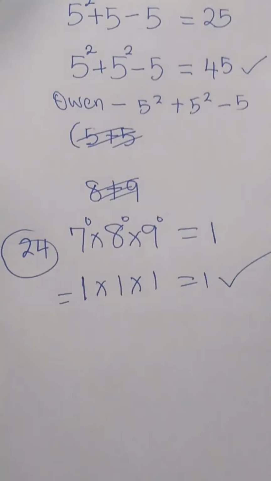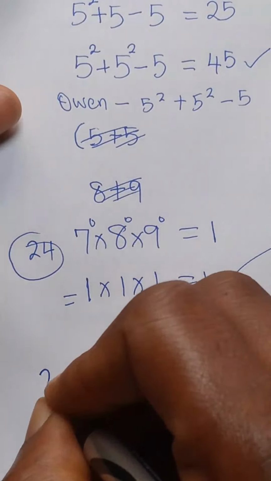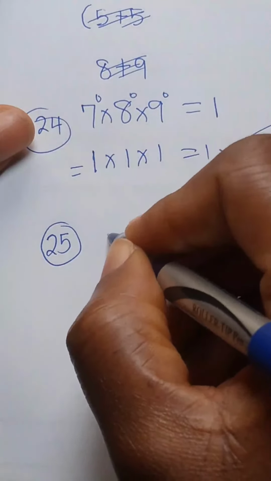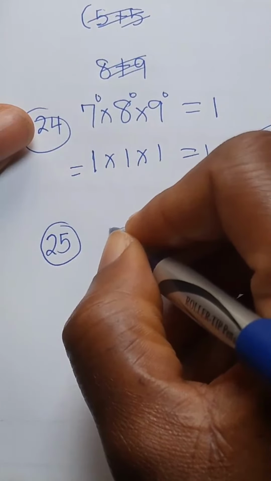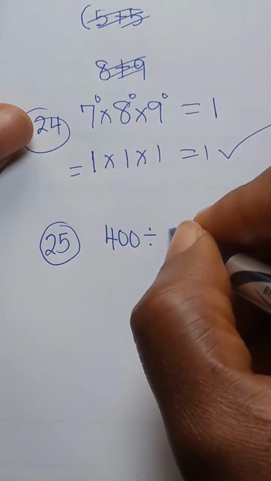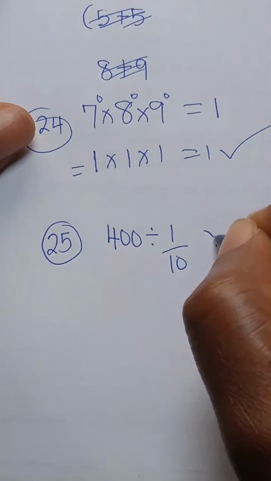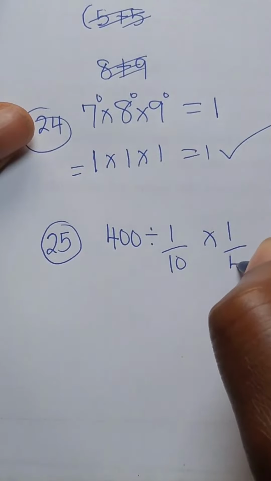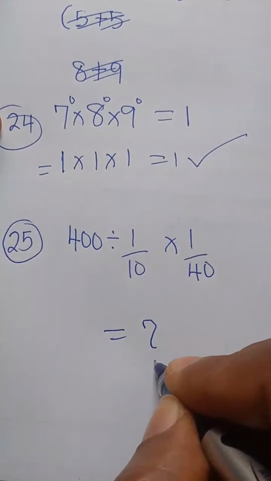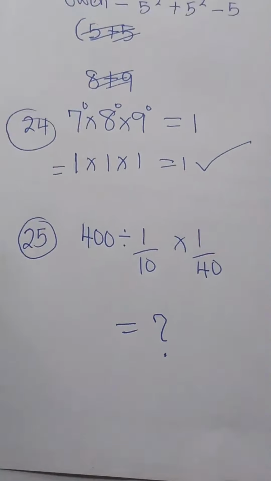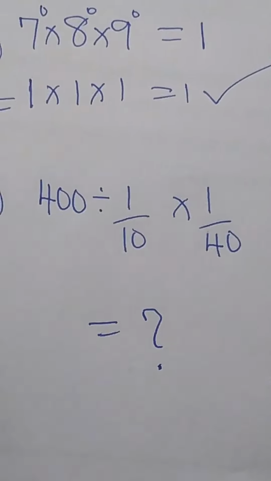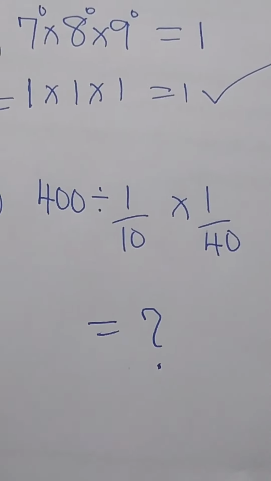Okay? So let me solve something else. Let's go to board math 25. Okay? Let's go to board math. Solve 400 divided by 1 over 10 times 1 over 40. Solve this. Please solve. This is equal to what? Solve this. 400 divided by 1 over 10 multiplied by 1 over 40. Drop your answer. Samuel, okay?